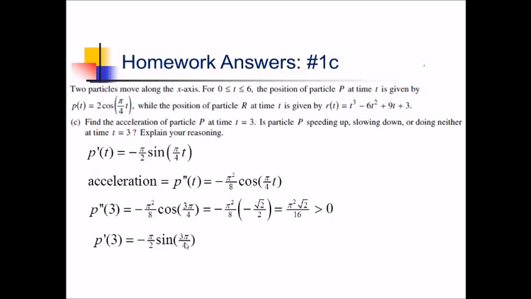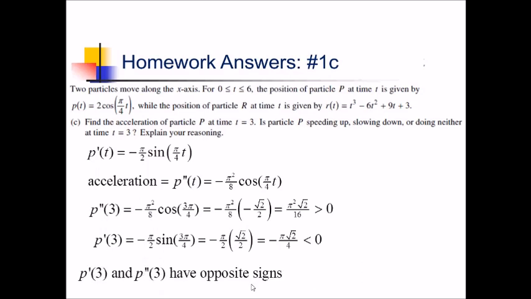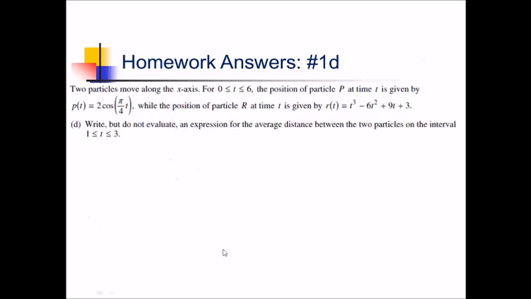Sine of that is going to be, let's see, root 2 over 2, positive root 2 over 2, because we're above the x-axis there. So this then comes out to negative pi radical 2 over 4. Again, though, the most significant part of this is that this is a negative number. So we notice here that p prime of 3 and p double prime 3 have opposite signs. What that means is that your velocity and acceleration are working against each other, and your particle p is slowing down at time 3.